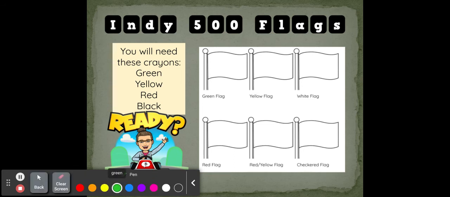All right, so the first flag that we're going to color is going to be green. So I know you'll do a better job than me and stay in the lines, but go ahead and color your first flag green. And green means that the race is starting. So that's like green for go. The next flag we're going to talk about is the yellow flag. And yellow means there's probably an accident happening on the racetrack, so you need to start slowing down. And so sometimes they'll wave the yellow flag. That means slow down or caution.